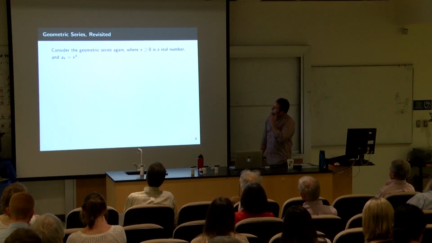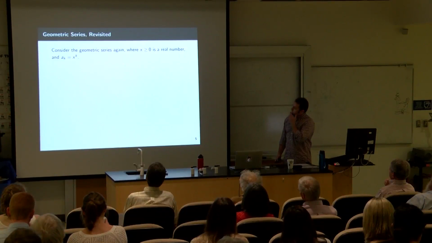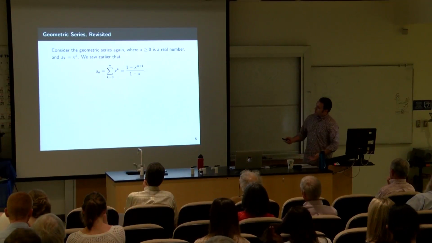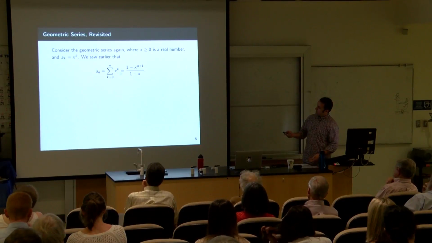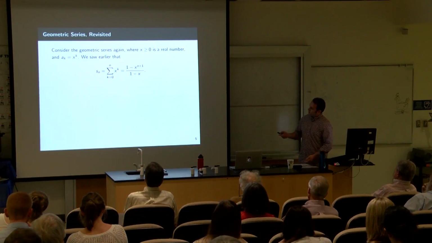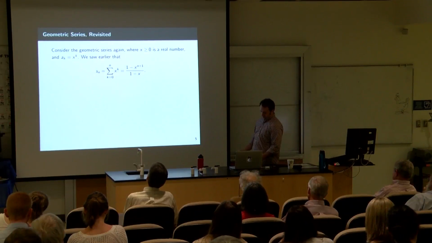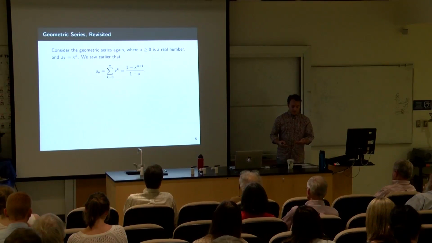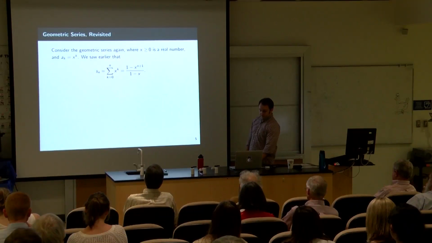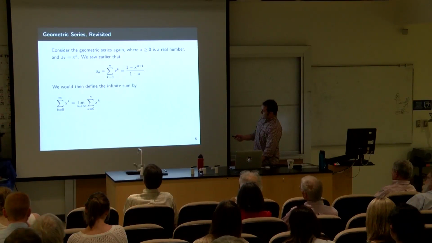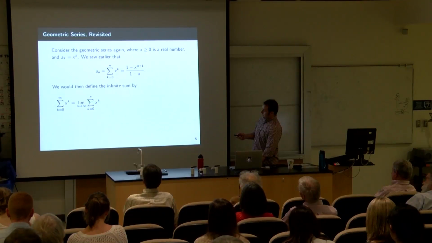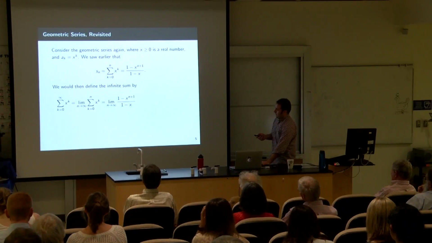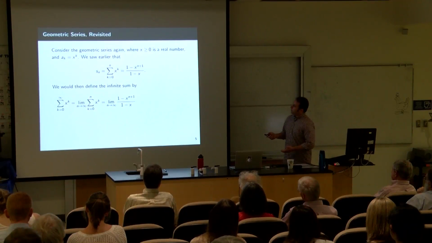Okay, so let's go back to the geometric series. We saw earlier that these partial sums, the sum up to n, was just this ratio. And we know from the previous slide that if you can take the limit, and that limit exists, then you can talk about the infinite series. So we can define the infinite sum by the limit of these partial sums. And we know that the partial sums have this nice formula. And this limit, well, we can compute it.